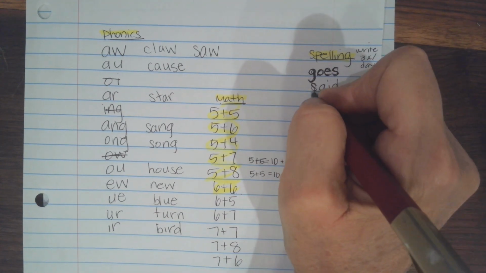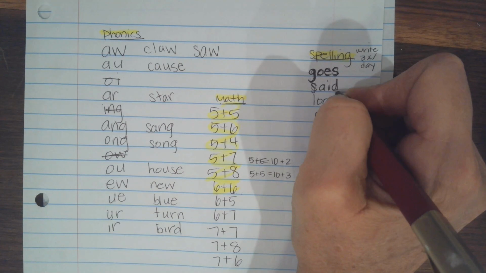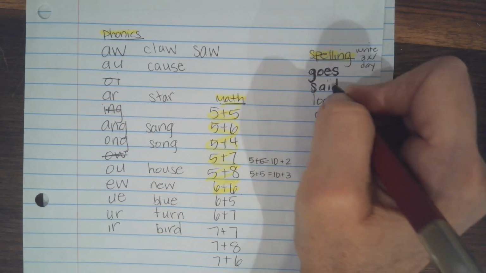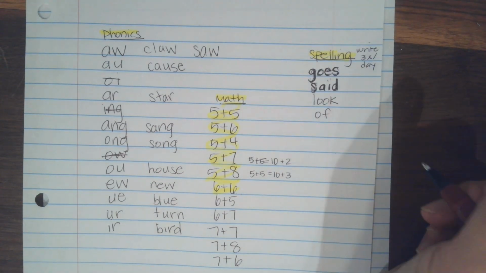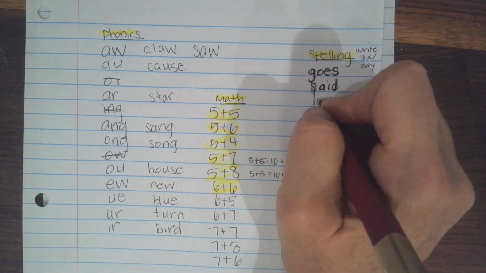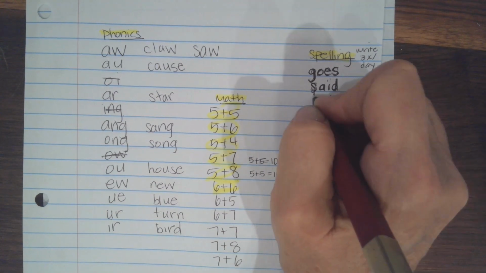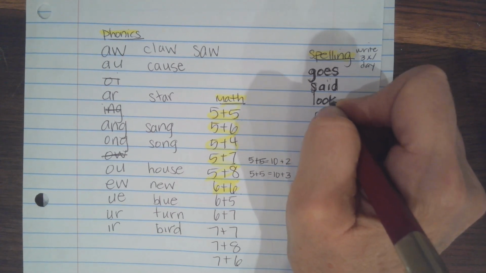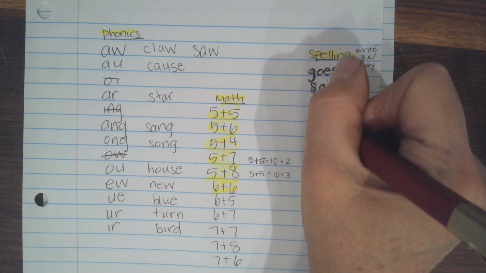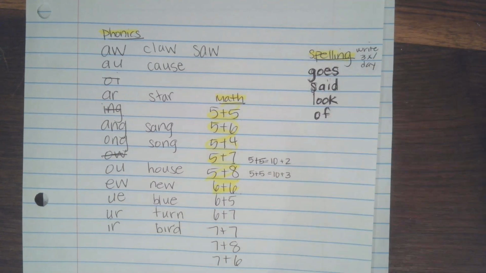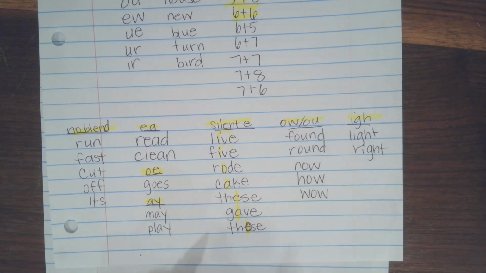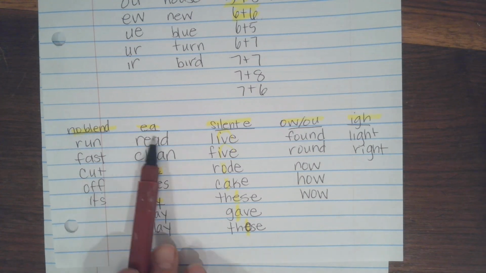Then we're going to go to the next one, said. You're going to write it down. S-A-I-D. And you're going to say the letters. S-A-I-D. Then you're going to do look, L-O-O-K. Then we're going to do of, O-F. So that is your main homework, and then you're going to read one of these every day.